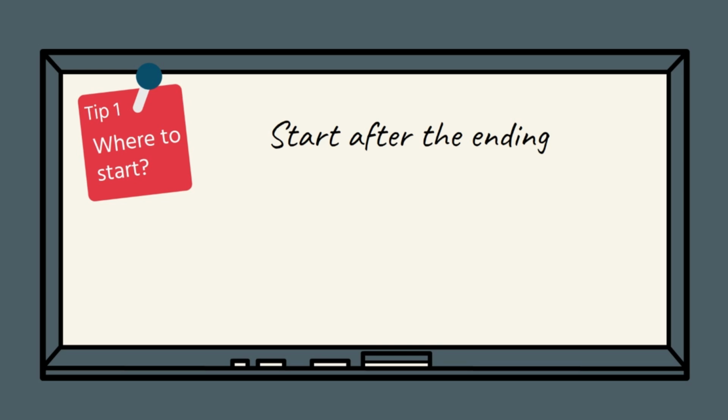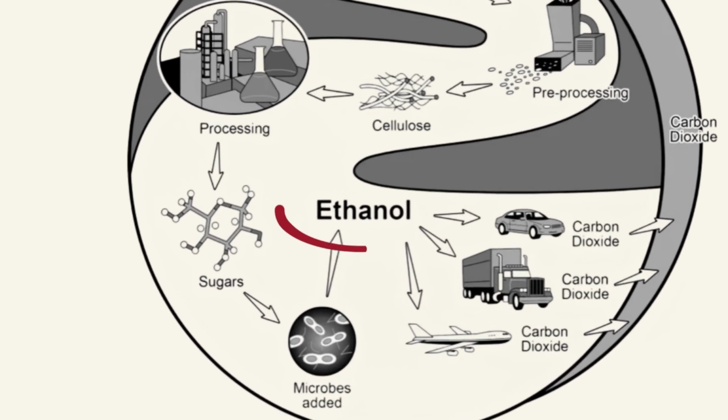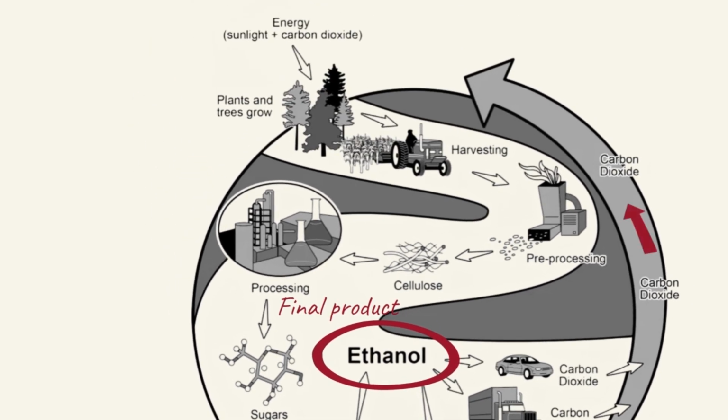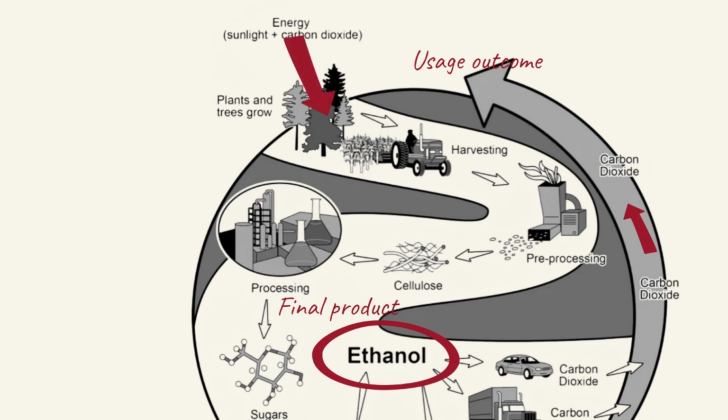Since this is a production process of ethanol, it will end with the final product, ethanol, which leads us to the final step of using ethanol as a biofuel. Therefore, we will start from the plants growing. Now let's go through the steps in detail.